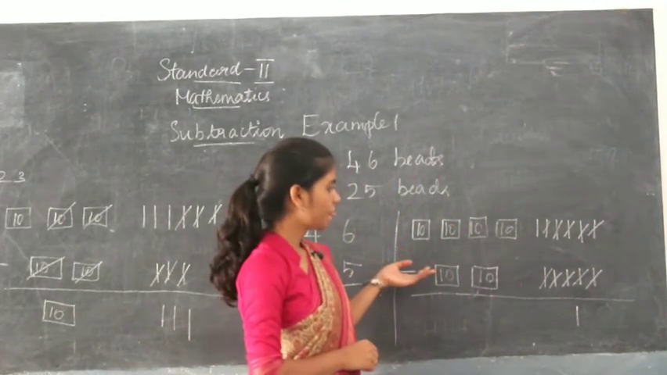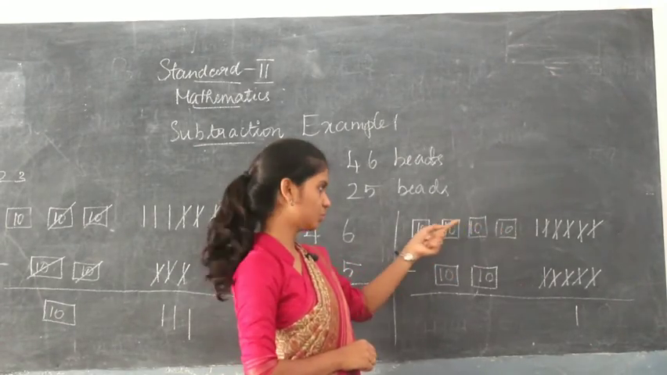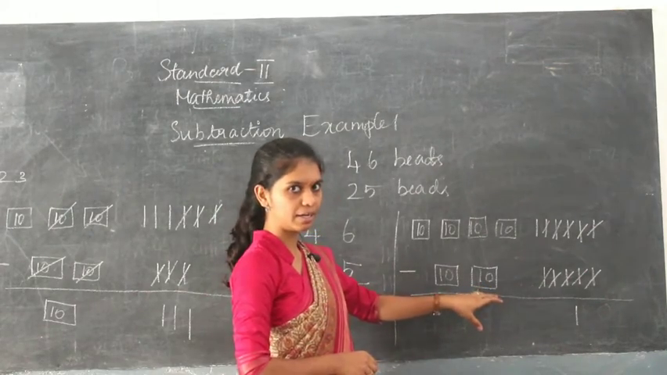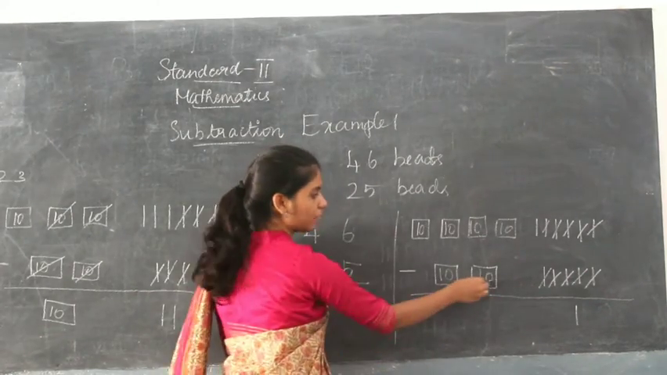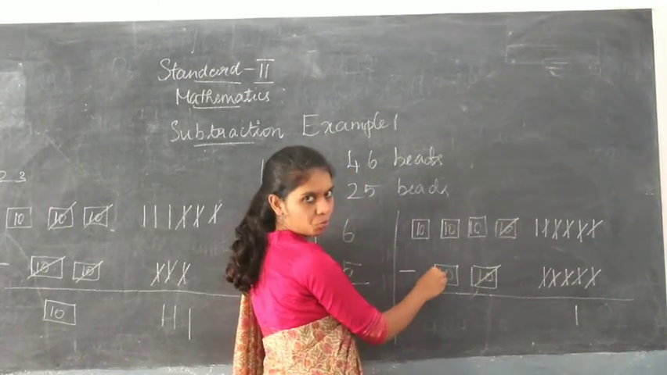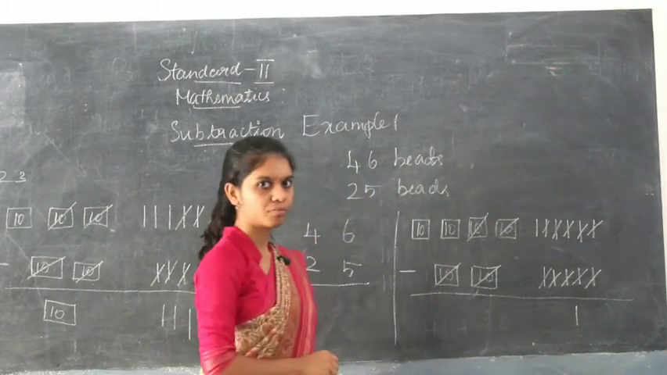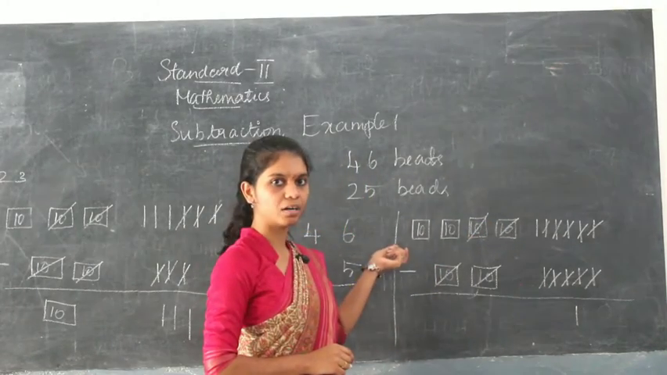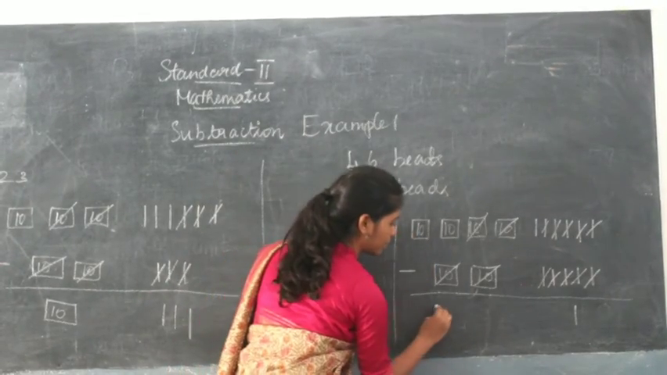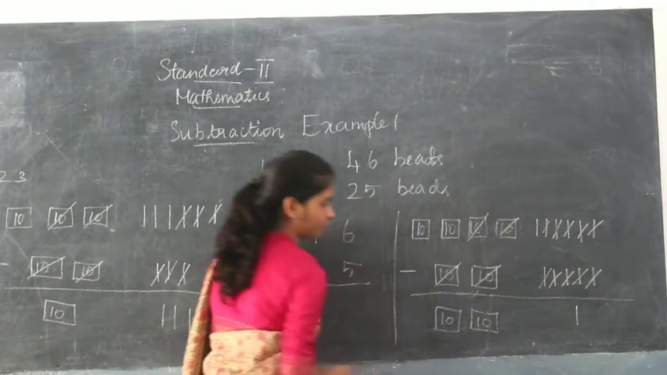Now here, how many tens are there? 1, 2, and here you have 1, 2, 3, 4. So what you should do? You should start crossing the number in the down. So down you have one 10, so you will cross one 10 on the top. Again you have one more 10, right? So you will cross one 10 here and then one 10 on the top. So how many tens are left on the top? 1, 2. So you will write that 2 tens here.